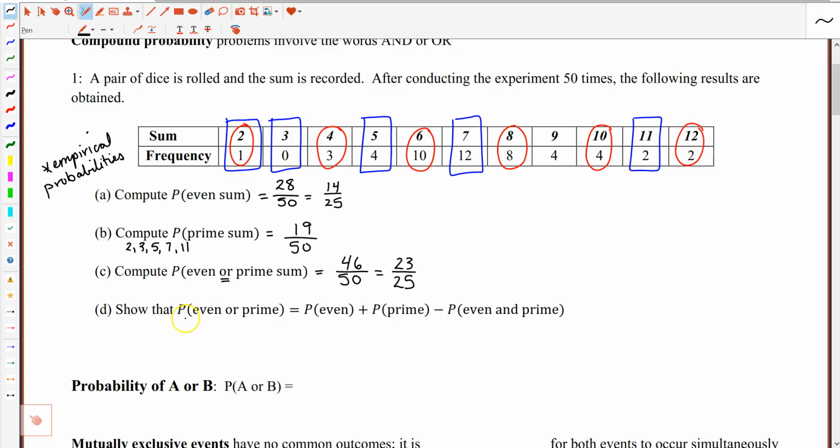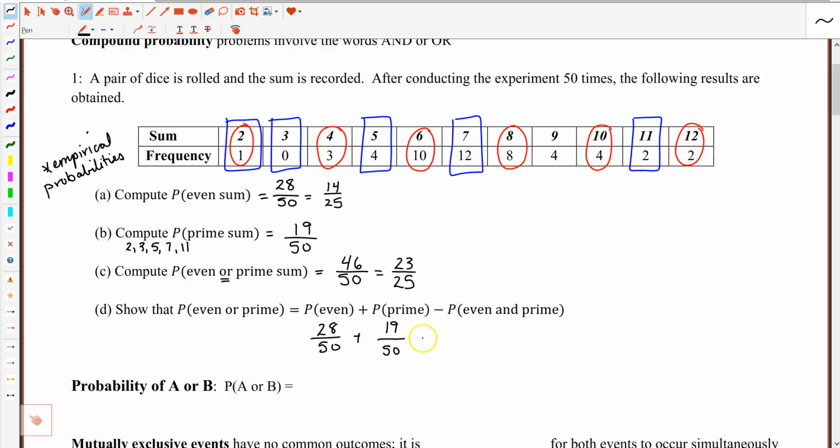We want to show that the probability of an even or a prime sum, we can compute by finding the probability of even plus the probability of prime minus the probability it's both even and prime. So the probability was even, and I'm going to use the unsimplified fractions just to ease the computations here. Even sums occurred with probability 28 out of 50. Right here we found the prime sum occurred with probability 19 out of 50.